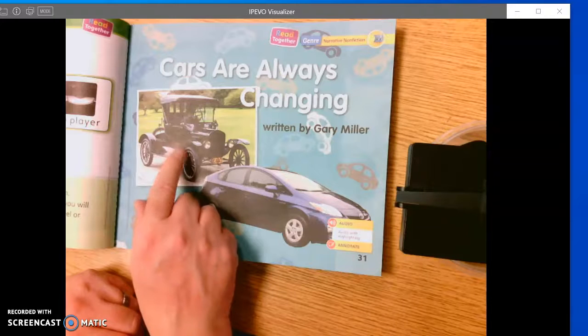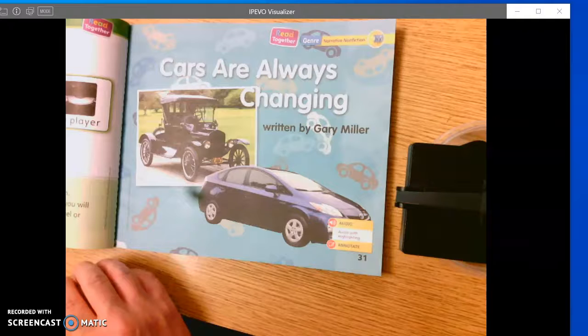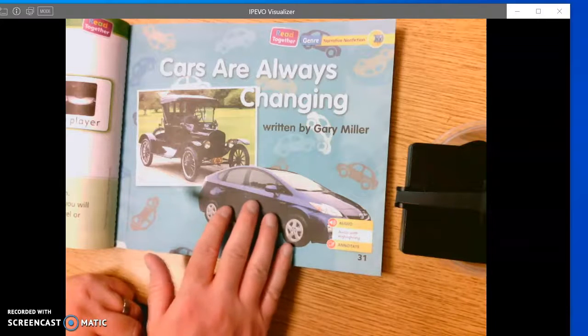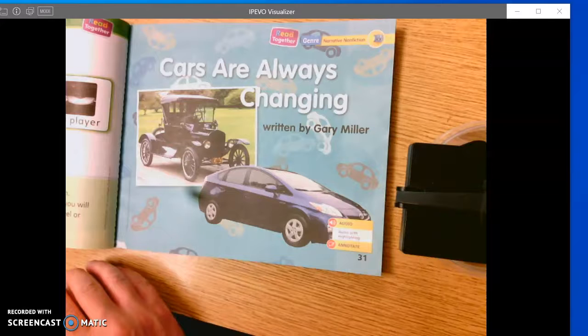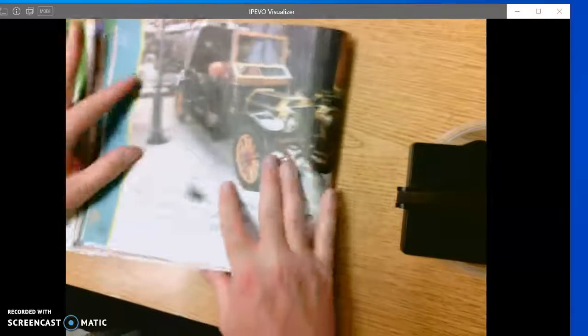Here's a really old-timey car, a really cool car. Here's a modern car, a Prius electrical hybrid car, and this is a really cool car today. So cars are always changing. What do you think? I think the whole story is going to be about cars. Let's take a look. Next page, page 31. I'm going to fold it, but you can just keep it open as a spread, both pages. I'm going to fold it so you can see it.